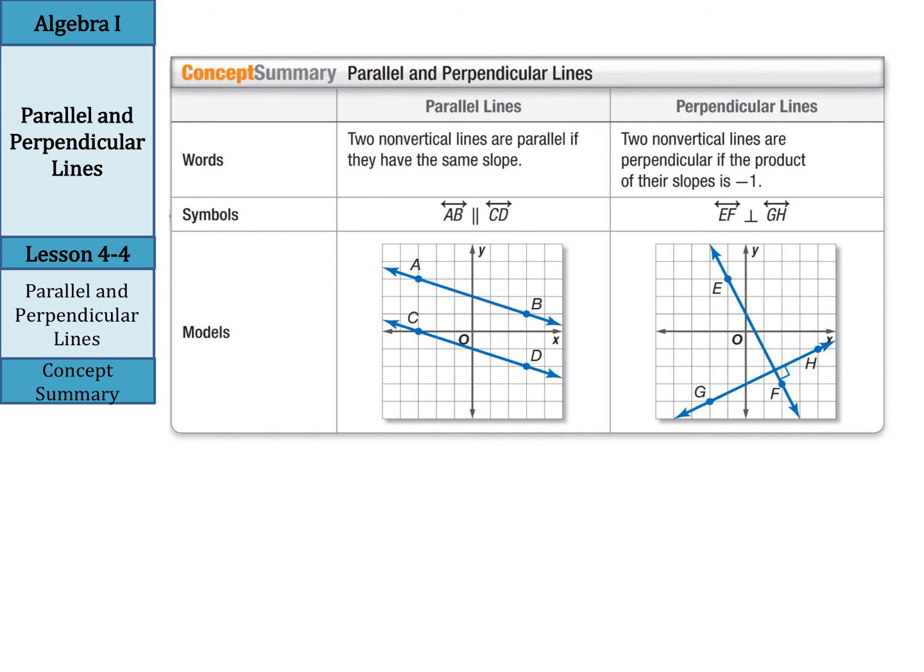So as we summarize this lesson, two non-vertical lines are parallel if they have the same slope, and two non-vertical lines are perpendicular if the product of their slopes is -1, which is a fancy way of saying opposite reciprocals. And what do we mean by the product of their slopes being -1? Well, take the slope 3/4. The opposite reciprocal of that is -4/3. When you multiply this through, you get -12/12, which is just -1.